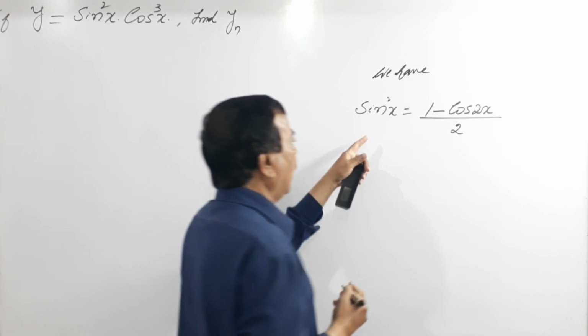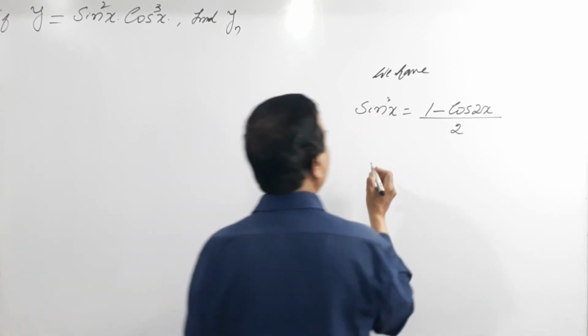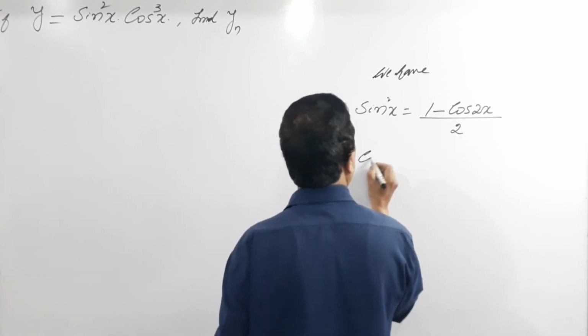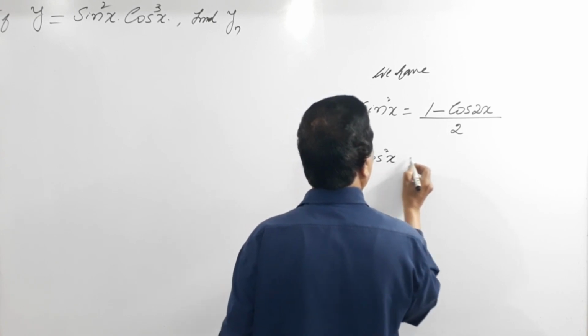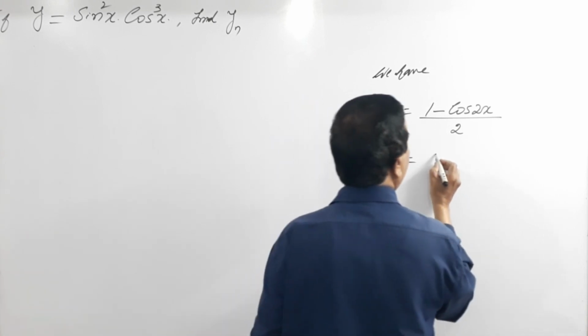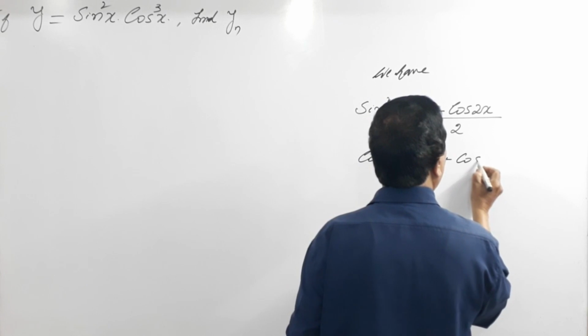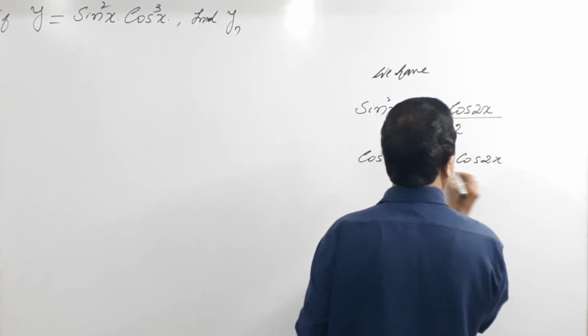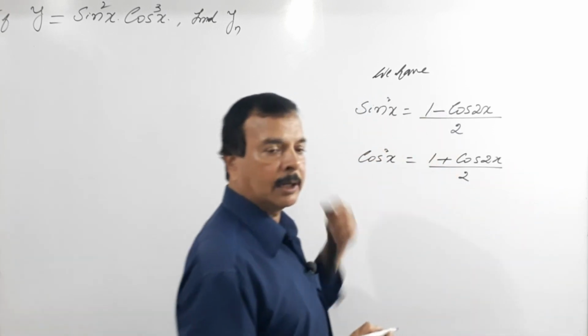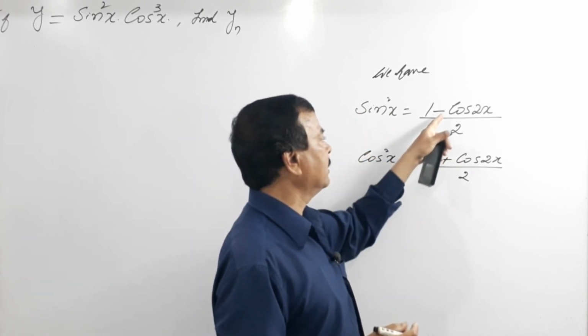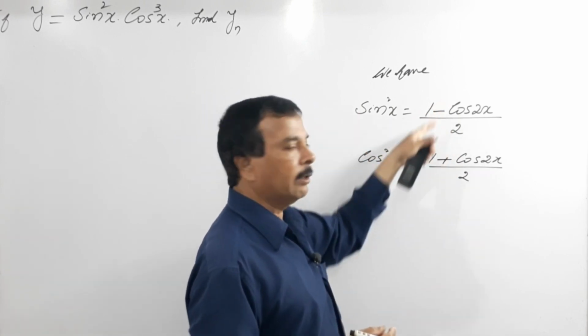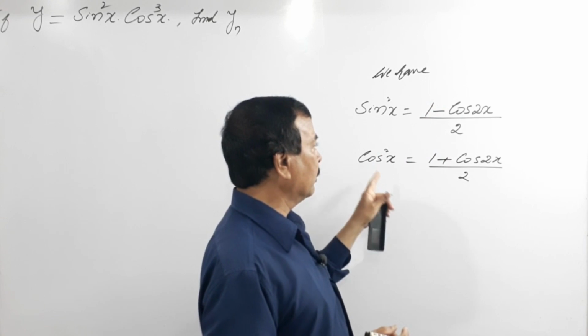So now I have got sin square x. Now let us see what about cos square x. What is cos square x? 1 plus cos 2x by 2. I have taught you all these formulas earlier. Here the only difference is, instead of minus we get a plus sign, but everything is the same. So in the examination, don't get confused.